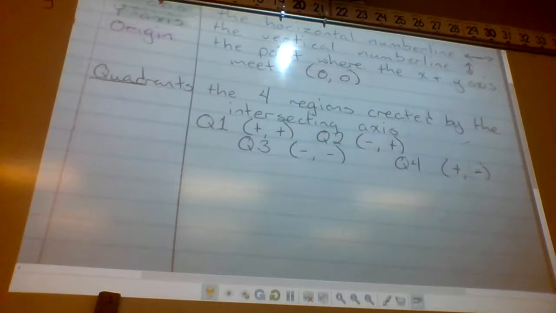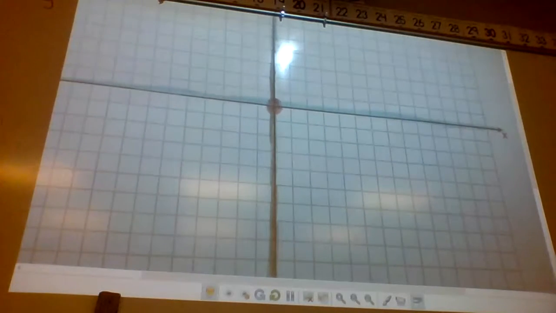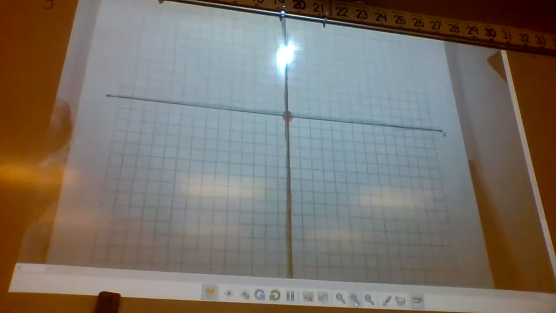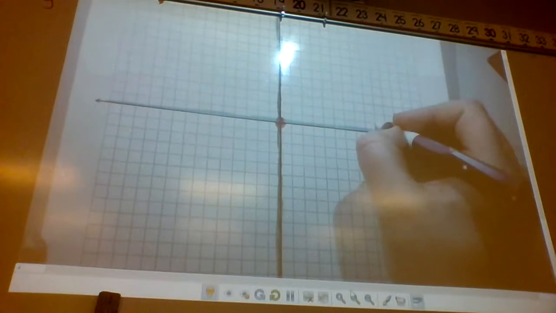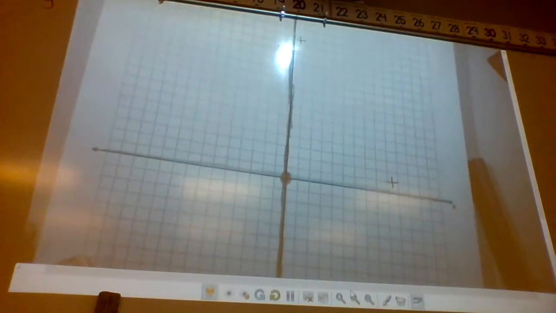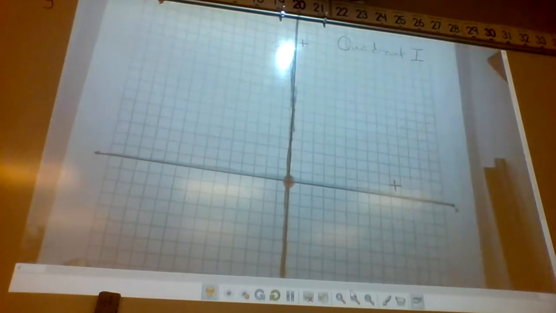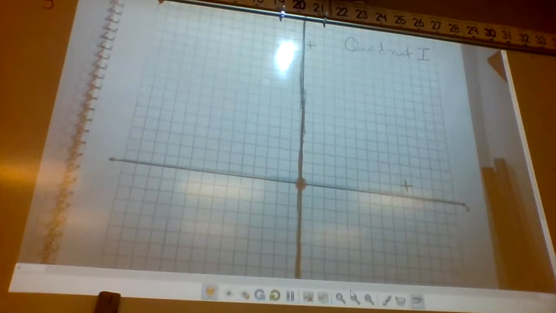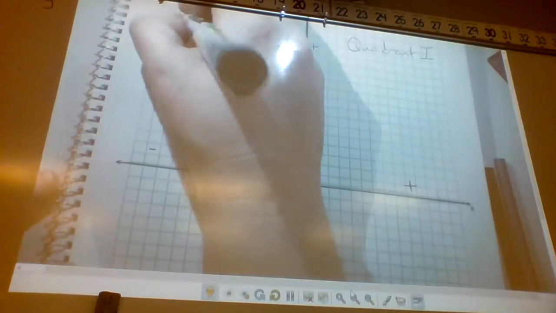Okay, so go back to that coordinate plane. If quadrant 1 is a positive, positive, it's on the top right. How do you know it's top right? Because right here, that's positive x. These are the positive y's. So this is quadrant 1. Well, then where's quadrant 2? Left side of it, because these are the negative x values. So that's quadrant 2.